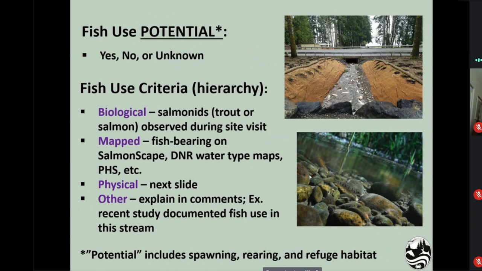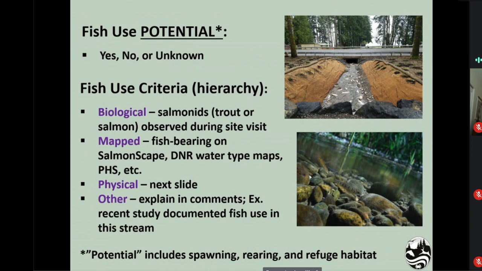The next is physical. And again, this is a hierarchy. So seeing fish is most important. If there's documented fish use via a database map or something, that would be the next in line. And then the physical, there's just two physical parameters that you could say, yes, this meets physical criteria for fish use potential. We'll talk about that next slide. And then there's other, you know, there could be a recent study that's documenting things, or there could be local knowledge, or you yourself may know that there's fish in this stream, but it's not biologically documented or mapped, and it likely will fit physical.